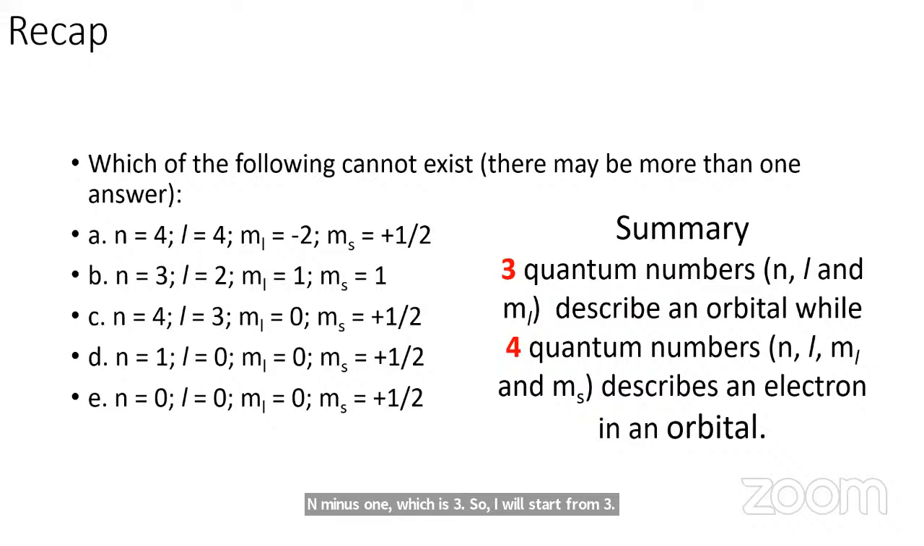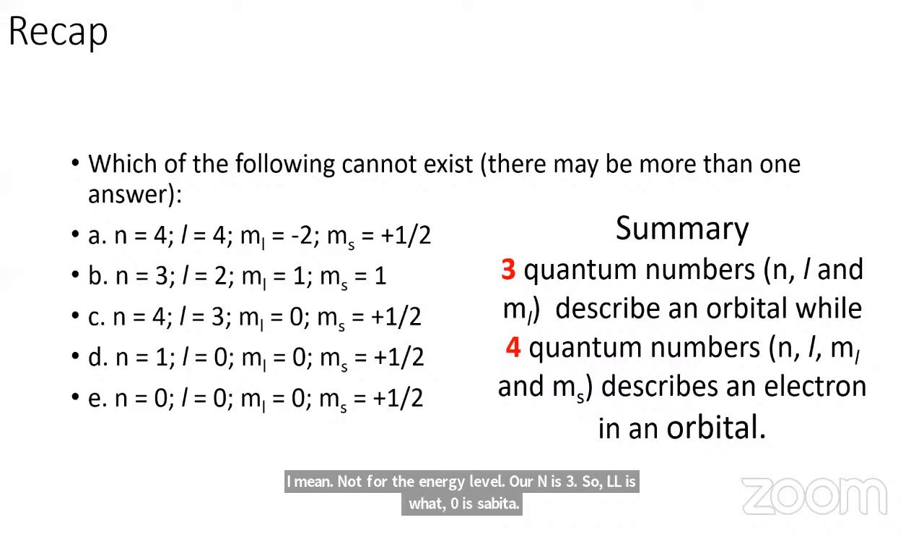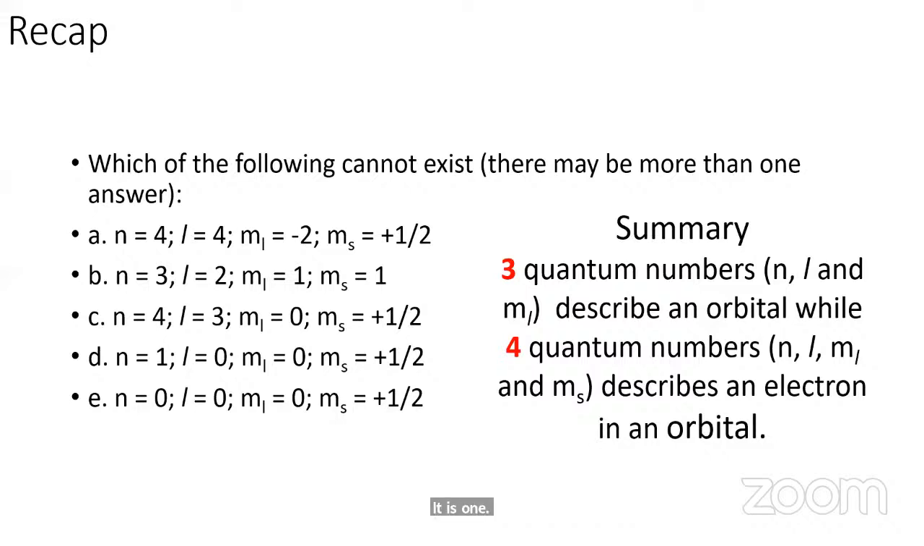Are we together? Our L is going to start from what? From 3. Our L is 3. So L is what? 0 is S orbital. P is 1. D is 2. And F is 3. So it's a subshell of an F orbital. L should be a subshell of an F orbital, which is 3, and not L equal to 4.